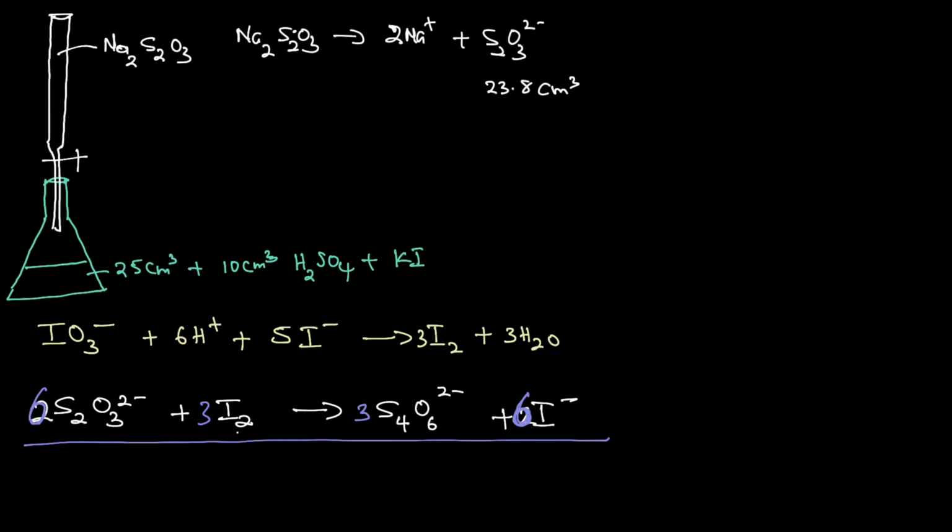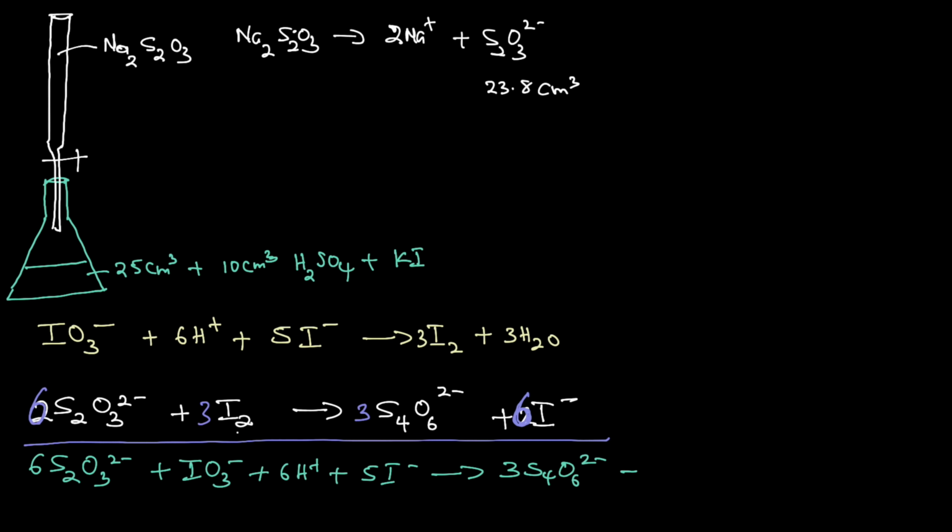We can add up these overall. If we add them up, we're going to get 6S2O3²⁻ + IO3⁻ + 6H⁺ + 5I⁻, which would then give 3S4O6²⁻ + 6I⁻ + 3H2O. The stoichiometric mole ratio of these is 6 to 1. If we know the mole of these, to find the mole of that, we'll divide the mole of these by 6, because this is 6 to 1.